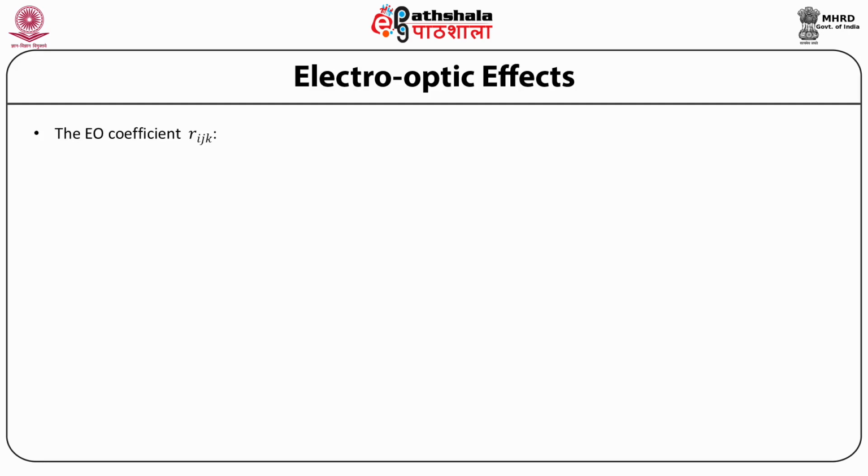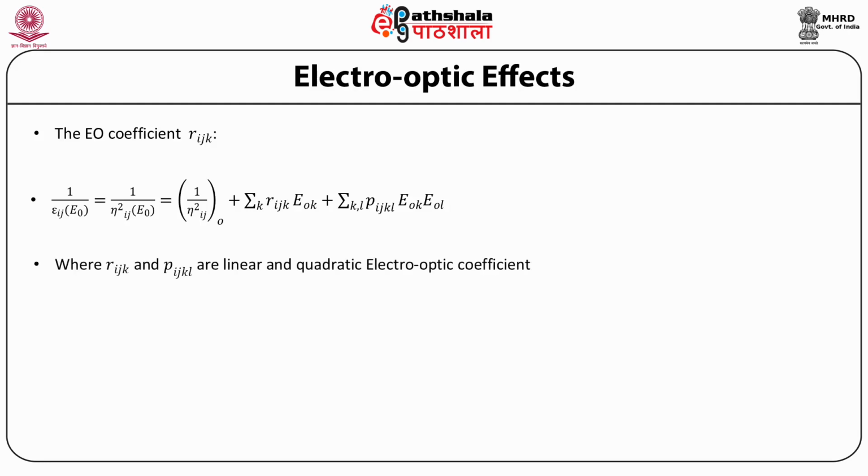So the electro-optic coefficient Rijk can be related as 1 by epsilon ij E naught equals 1 by chi square ij E naught, equals 1 by chi square ij 0 plus summation over k Rijk Ek plus summation over k, l Pijkl Ek El, where Rijk and Pijkl are the linear and quadratic electro-optic coefficients.